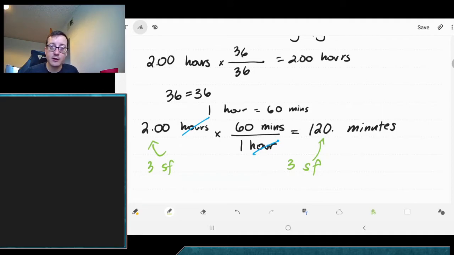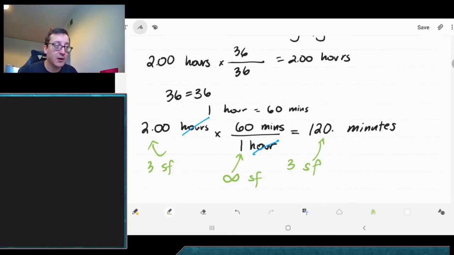So with these unit conversions, thankfully, because we're using defined unit conversion factors, we don't have to worry about the sig figs for those. Those are exact numbers. They're definitions. They're not measurements. Remember, sig figs come from measurements and uncertainty with measurements. So again, 60 minutes is defined as an hour. It's not a measurement. So we don't have to worry about sig figs for those. We can consider this as having infinite sig figs. So we don't have to worry about it.